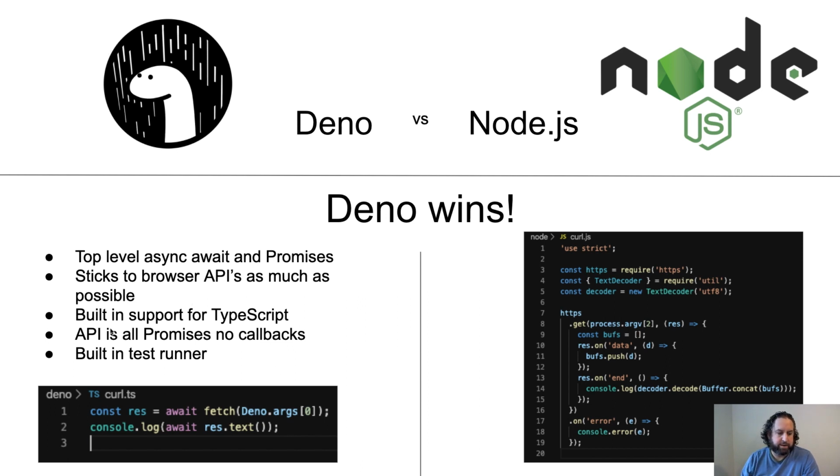Deno has built-in TypeScript support. You can see here this was a TS file, though nothing in that script right there is TypeScript, but I'll show some examples a little bit later.